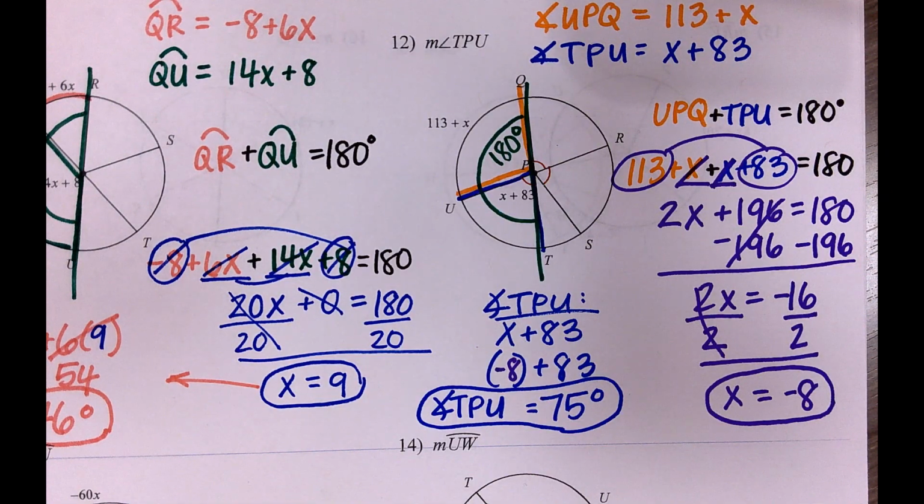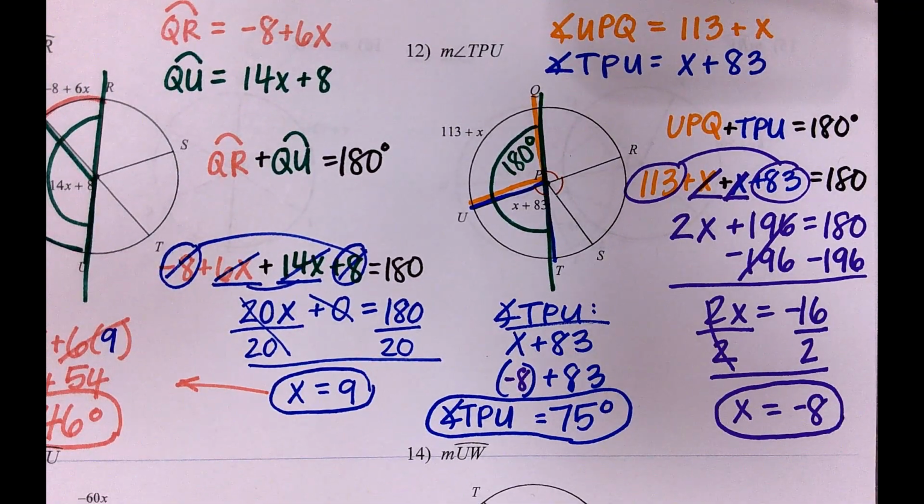Okay, so 11 and 12 were super, super similar. We had supplementary angles in both of them. Both of them, we could add them together and set them equal to 180. But that's not going to be how every single problem is. We'll check 13 next and see what we might have to do differently. 13 looks kind of scary.